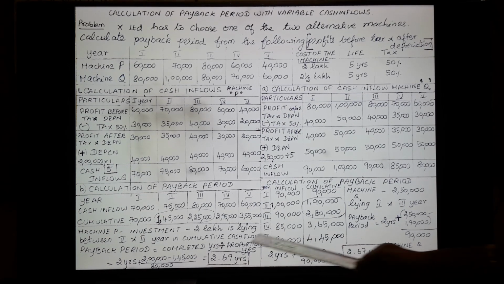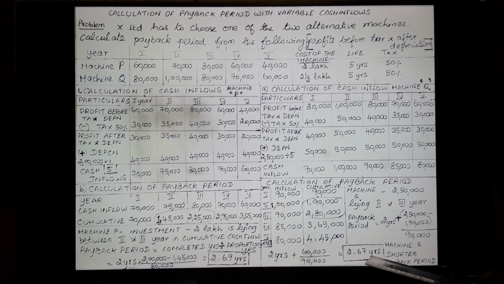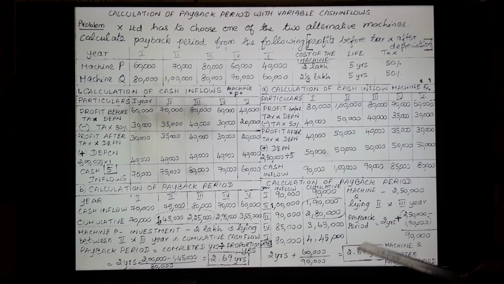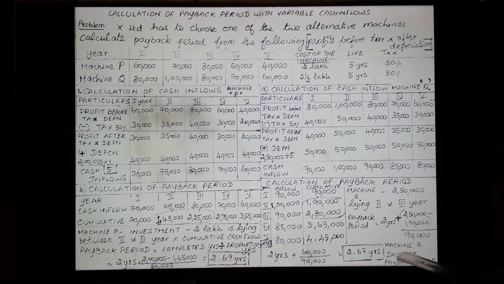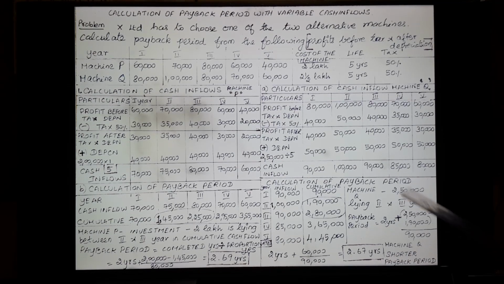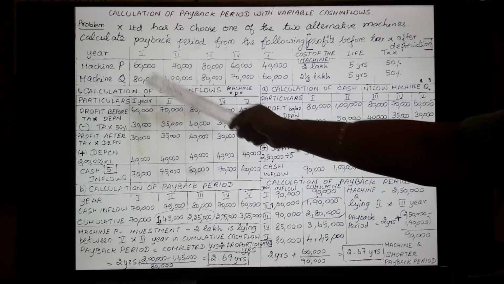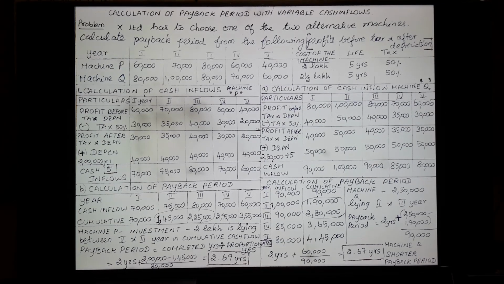So now when you compare 2.69 and 2.67, there is only a meager difference, but even then the payback period is shorter for machine Q. So we prefer machine Q, as it has a shorter payback period, so we prefer machine Q to be the better investment.